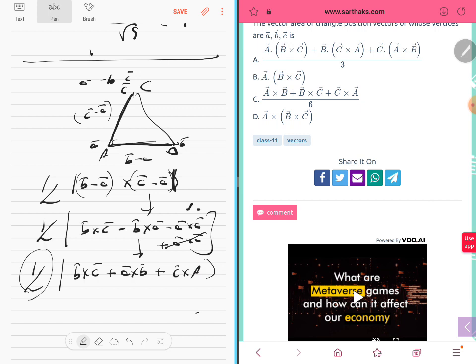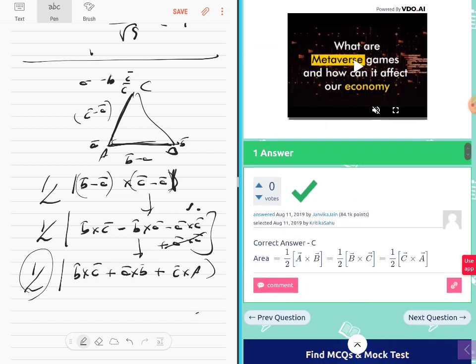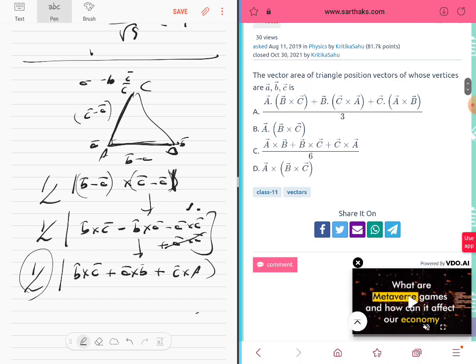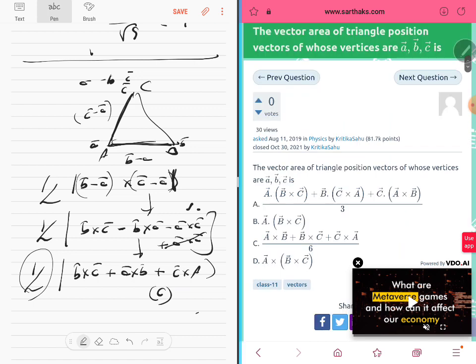Why are they having 6 as the denominator? The formula is only half of A cross B. What has he done? So I think there's again a mistake in the answer. It should have been by 2, and this is the right answer. Whatever we've done, it's just option number C. With the 2 in the denominator, what they have given is wrong.